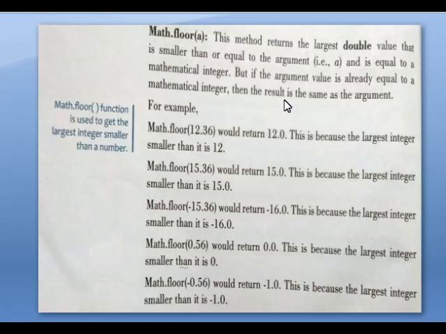For example, Math.floor(12.36) would return 12.0. This is because the largest integer smaller than it is 12. Math.floor(15.36) would return 15.0. Math.floor(-15.36) would return -16. Here it will increment the value.